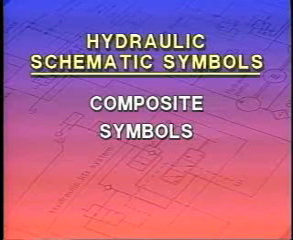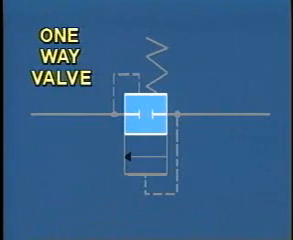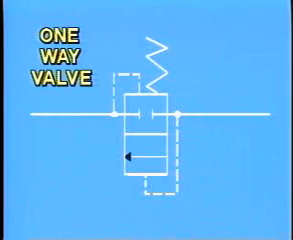Now let's look at a more complex one-way valve. This one-way valve uses a multiple envelope or square for each position. Remember, all of the port connections are made to the envelope that shows the neutral condition of the valve. The envelopes show the flow conditions when the valve is shifted to that position.